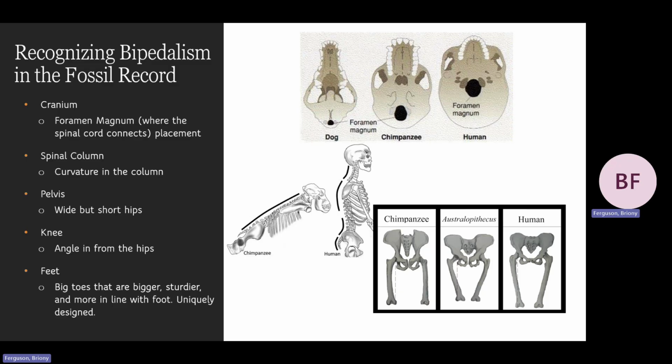You can see here that in dogs, it's fairly far back because dogs are walking entirely on four legs. In chimps, we see it move a little closer to the center. This is because they walk at more of an angle with their knuckle walking. But once we get to humans, we see the foramen magnum very centrally located underneath the skull. This is because to stand upright, your spinal cord has to connect in a much straighter line.